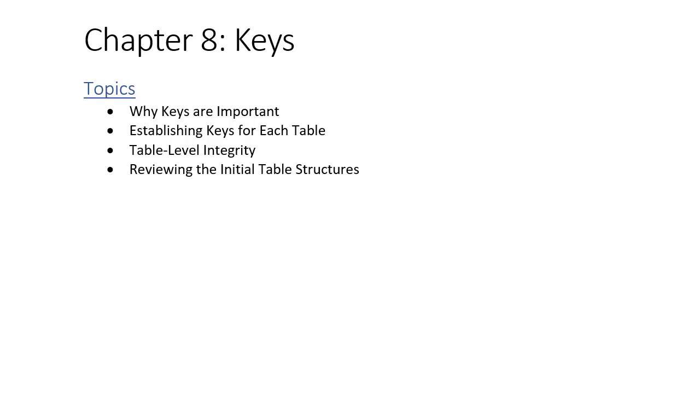Today we're going to talk about keys, the different types of keys that you can have in your database tables. Specific things you should take away from this lecture and from your readings in the chapter are: why are keys important? What kind of keys do you want to establish for each table? What kind of table-level integrity do those keys provide? And then we'll review the initial table structure.